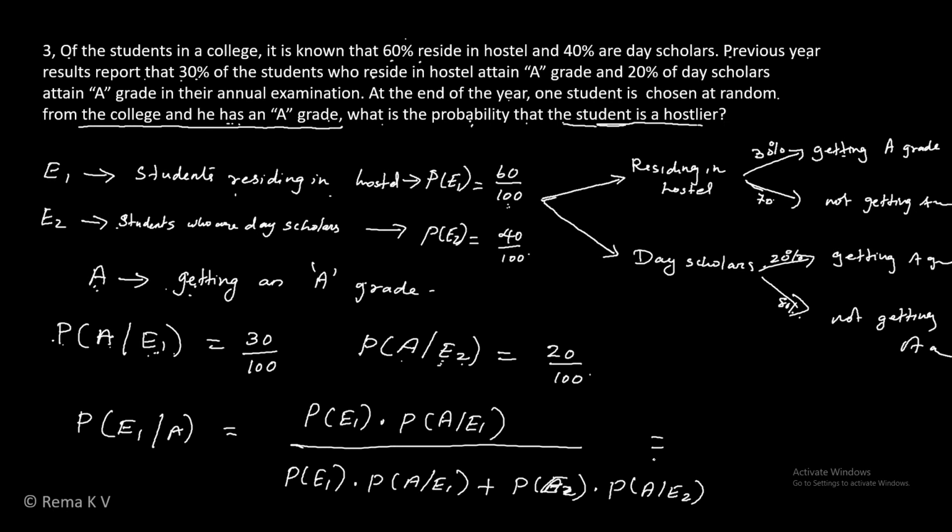Okay, it is 9 by 13. On simplifying, you will get this. See, here also we can verify it. Probability of E1 plus E2 is 60 plus 40, 100 by 100, it is 1. Probability of E1 plus probability of E2.